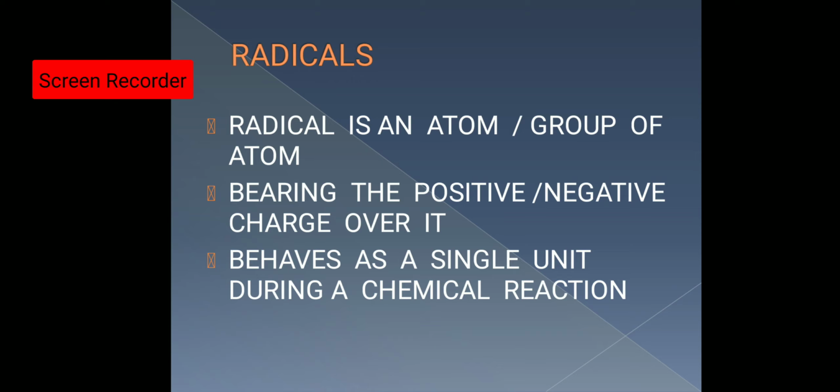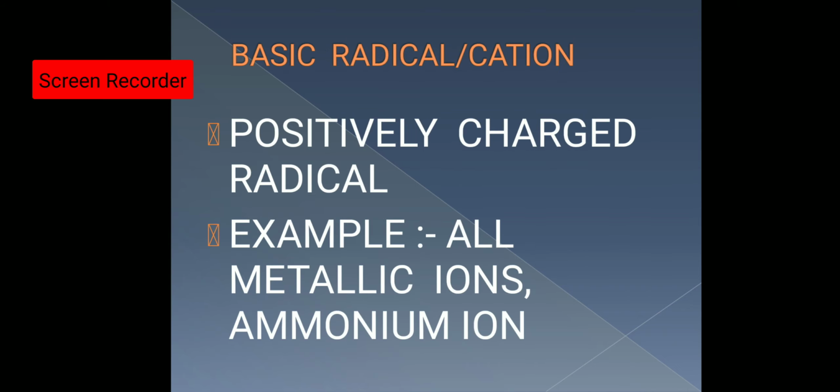Okay, so how will you define radicals? You will integrate all these key points in your definition. So, a radical is an atom or group of atoms bearing a positive or negative charge over it, and it behaves as a single unit during a chemical reaction. For your better understanding, I have divided it into points, but in your definition, you will integrate all these 3 points. I hope you have understood radicals.